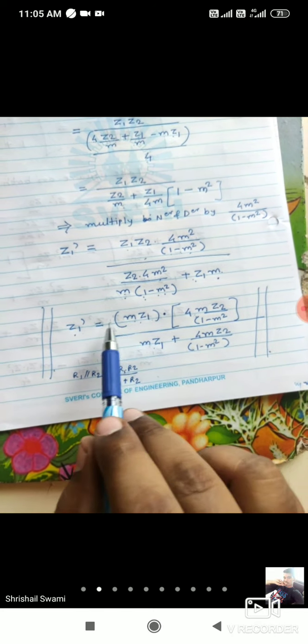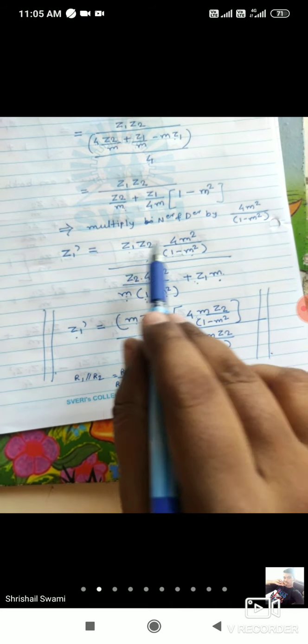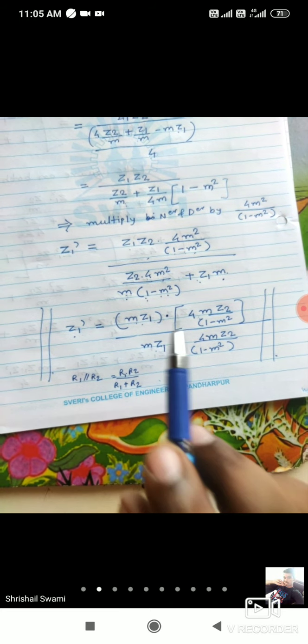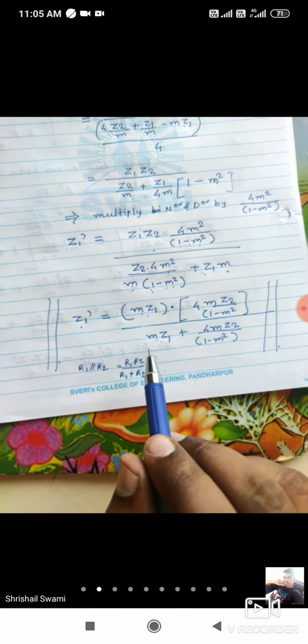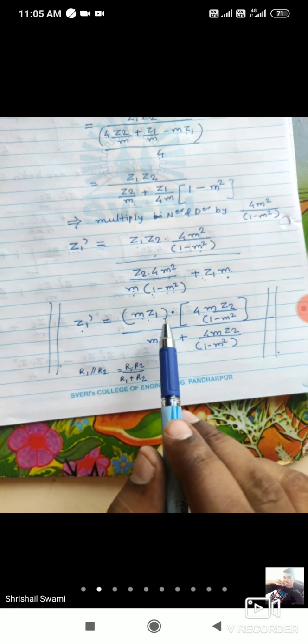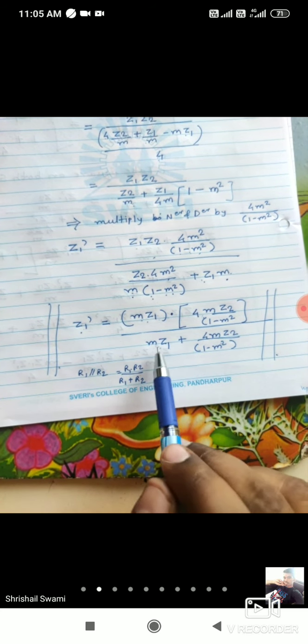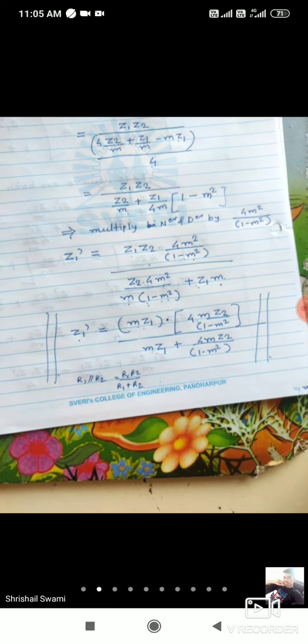Once you understand this, I have simply rearranged, just rearranged, so that we will get the conclusion that the Z1 dash is replaced by the parallel combination of two impedances, and that will be the conclusion point of this T section. So this pi section. So finally we can write the pi section of m derived filter.